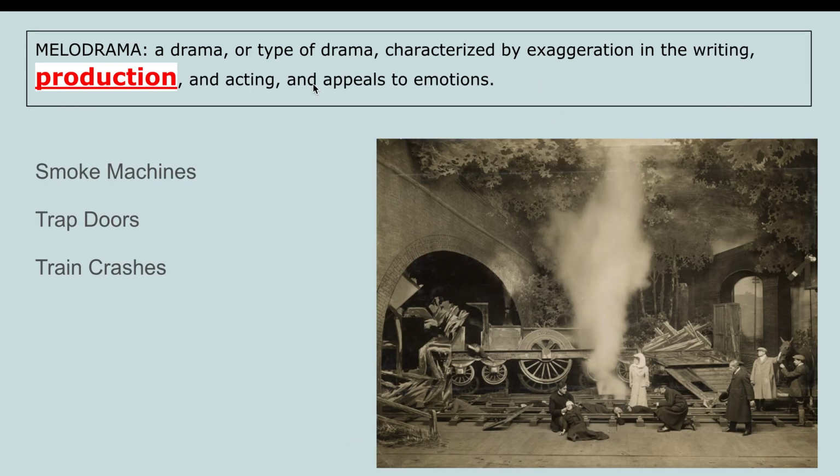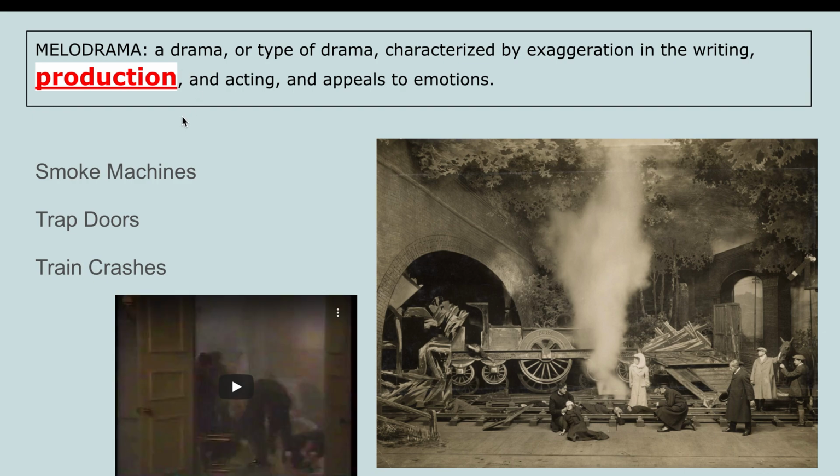So it's also exaggerated in the production. So a lot of the times in these melodrama plays, you can see in this picture, they had an actual train accident on the stage here. The set is very extravagant. You can see all of these fake trees that they made in an actual fake train accident. They used trapdoors for people to fall through. They showed train crashes, flash floods, and fires on stage.